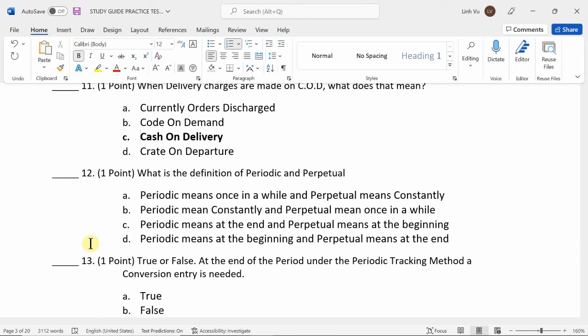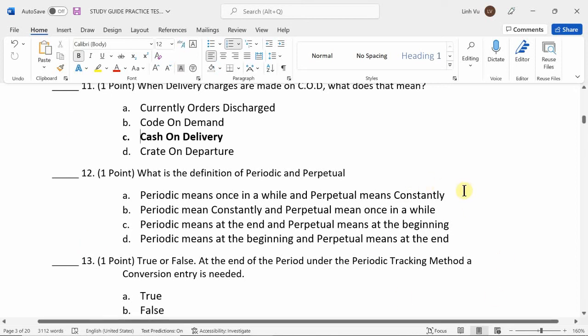A. Correct. Letter A. Periodic means once in a while, right? When you periodically check on something, you don't check it all the time. You check it every once in a while. Where perpetual means you're constantly checking up on inventory, right? Think of it in real life terms, right? Perpetual, if you have a swinging perpetual pendulum, right? What is it doing? It's constantly moving, right? So there you go. Letter A is correct.